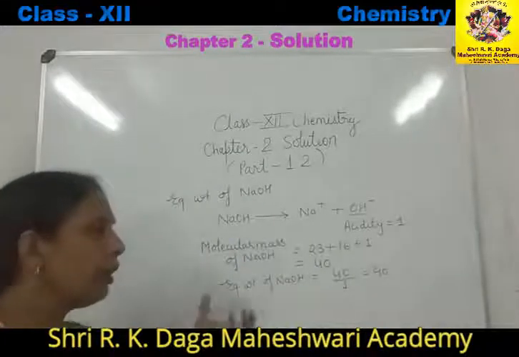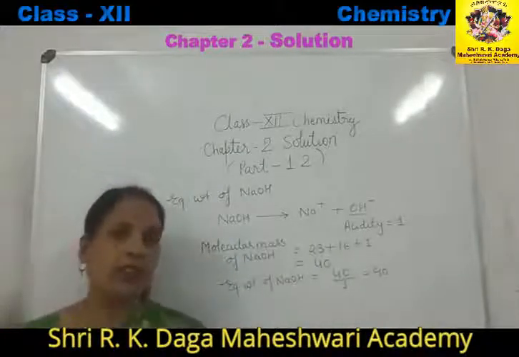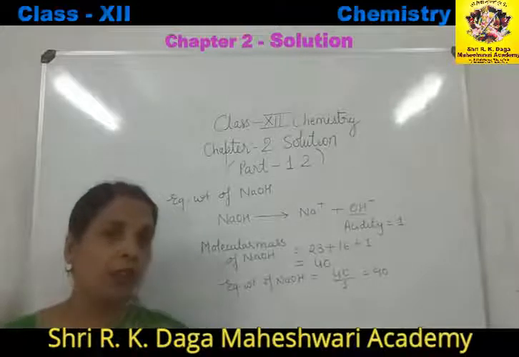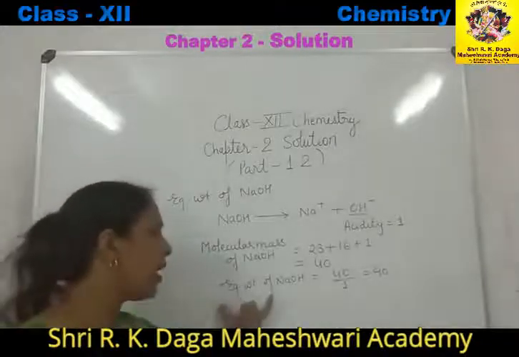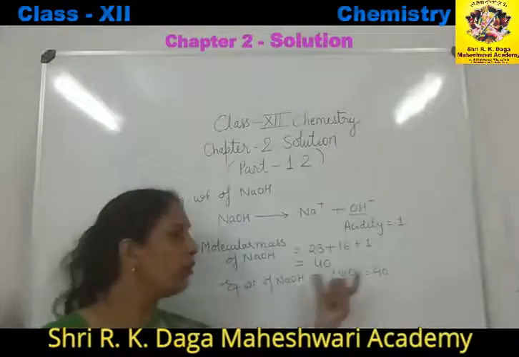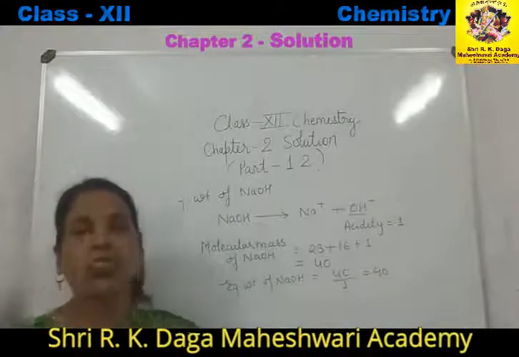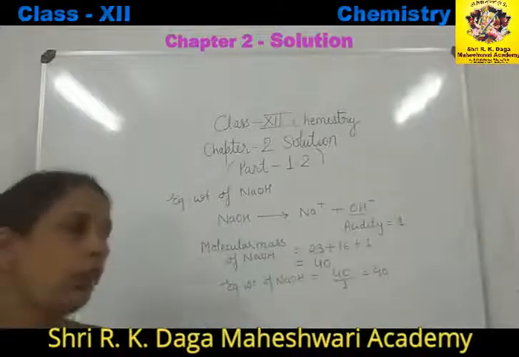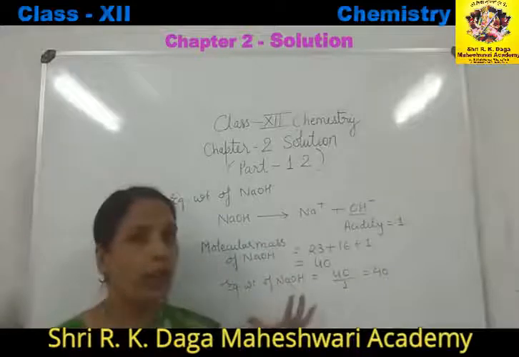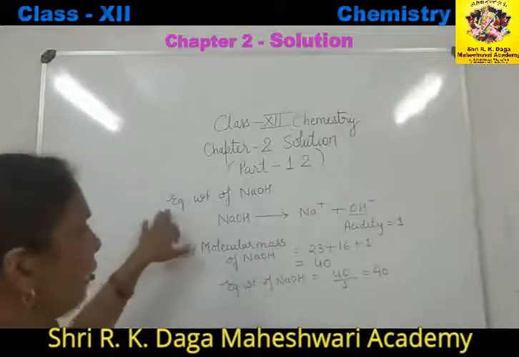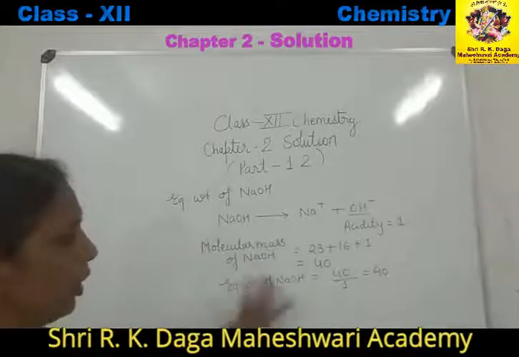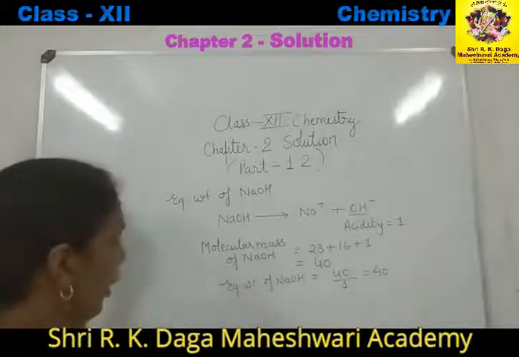I want to tell you one thing here. Whenever the acidity or basicity of an acid or a base is 1, the equivalent mass of that particular compound will always be equal to the molecular mass. Why? Because the acidity or basicity is 1. So equivalent mass and molecular mass will always be the same. So the equivalent weight of a base can be calculated in this way.